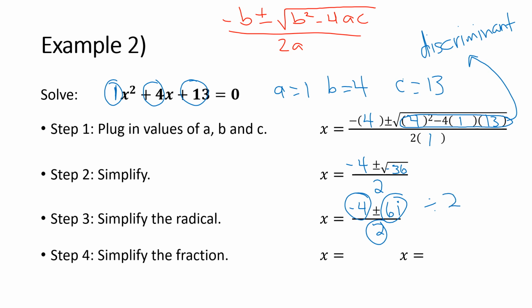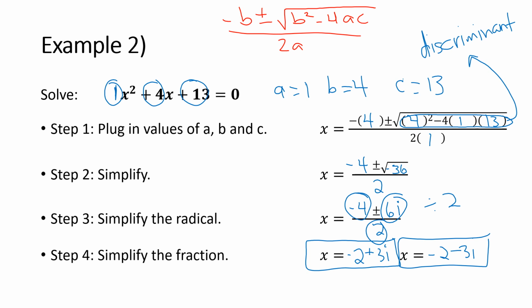So what we'll end up with, -4 divided by 2 is -2. 6 divided by 2 is 3i. You could put this thing over 1, but you don't have to. And then the other answer would be -2 minus 3i. So I just wanted to show you that we can write these. The plus or minus still represents 2 answers here: negative 2 plus 3i, and negative 2 minus 3i.